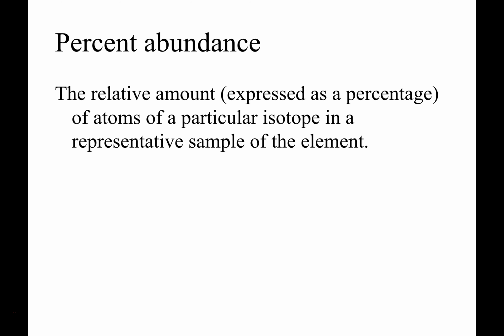If you add those percentage abundances for iron, do they add up to 100 percent, hopefully? Yep, so you add 5.9 plus 91.7 plus 2.1.